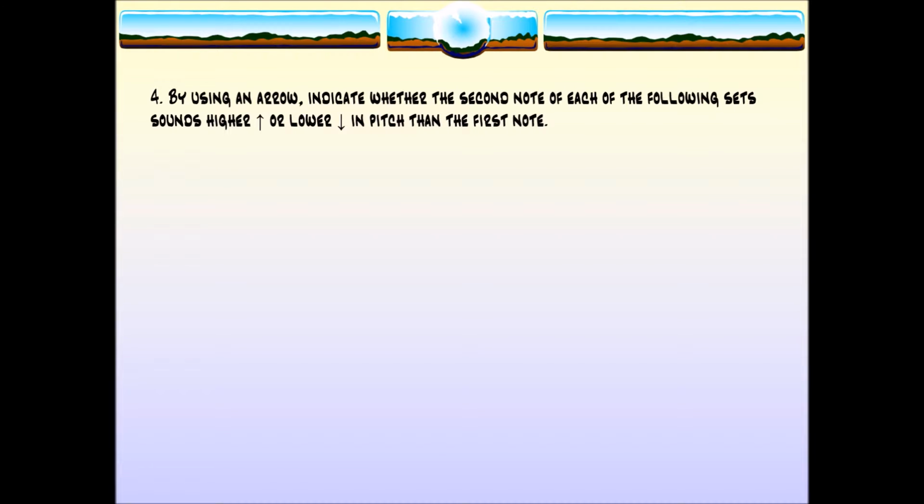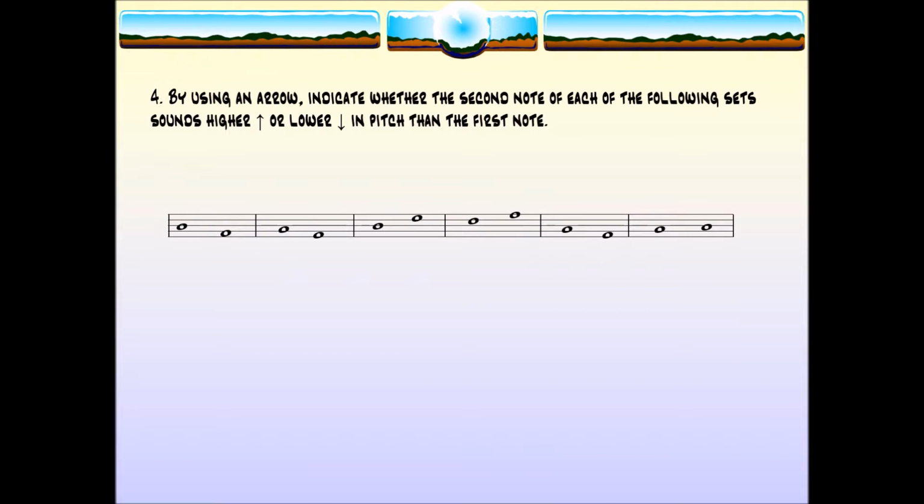By using an arrow, indicate whether the second note of each of the following sets sounds higher or lower in pitch than the first note. That is, is the second note lower or higher than the first note of each of the pairs?